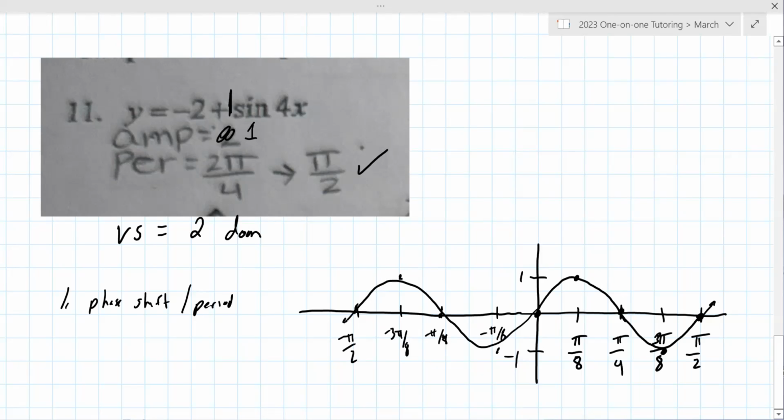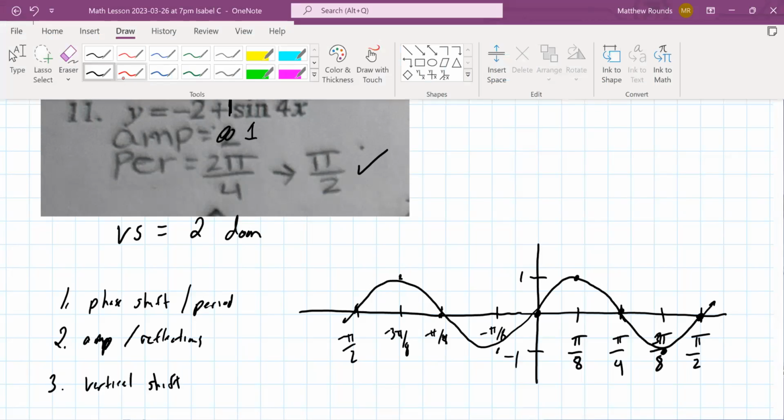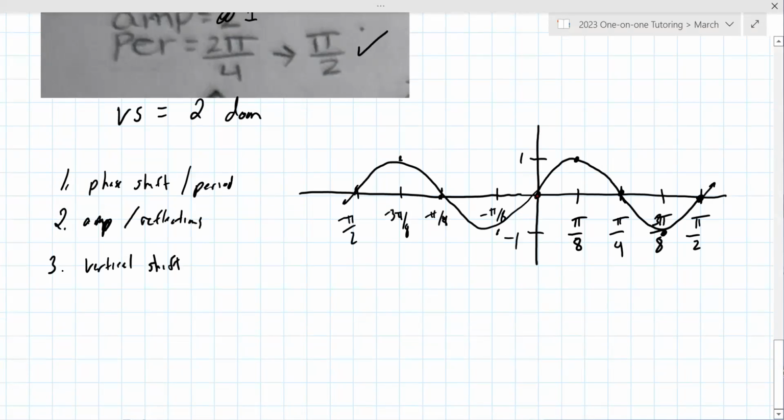You would next address the amplitude, meaning amplitude and reflections, which this one doesn't have any. So it's the same graph, but what you're maybe seeing here is that you don't try to do it all at once. You try to do it in pieces. The third thing you do is always the vertical shift. Okay, so the vertical shift here is down 2, which means every single point goes down 2.